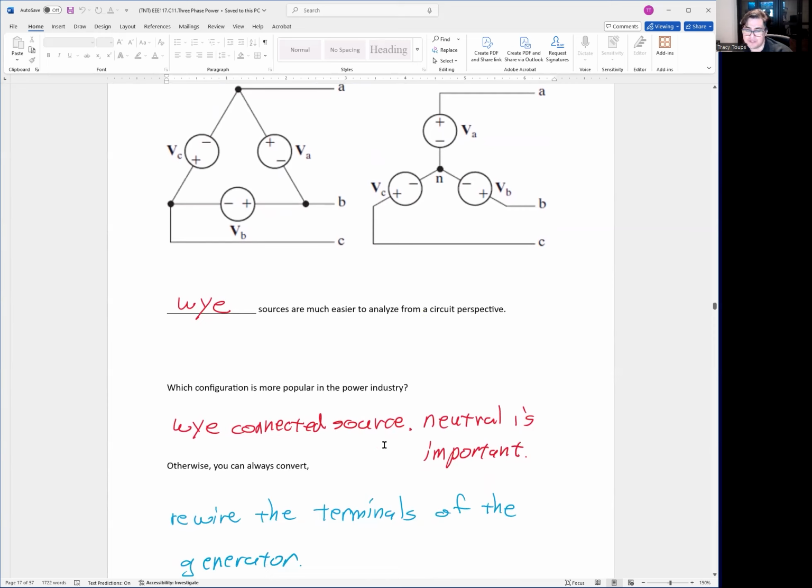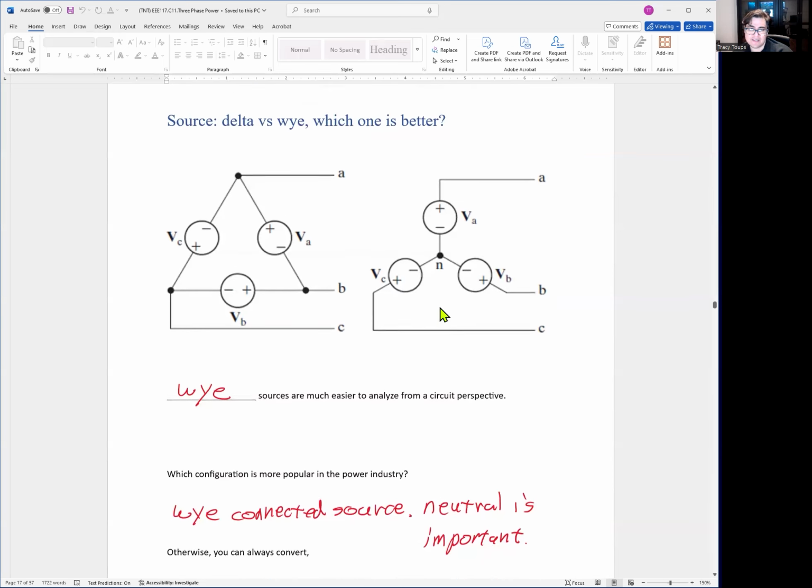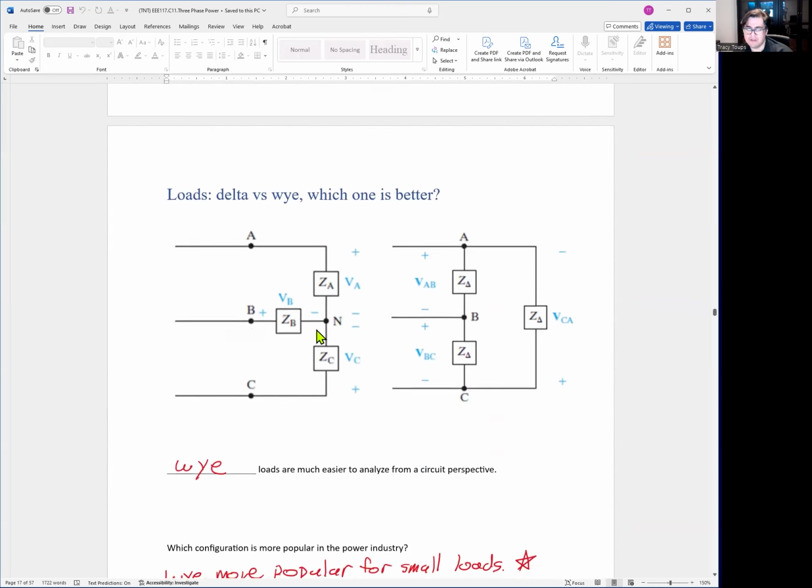So if for some reason you really don't need a Y connected source, you can go rewire the terminals of a generator to be delta on site. It's not that complicated. But I would say you have to give me a good reason why you want to do this. Okay. So at the end of the day, Y connected source generators tend to be way more popular than delta connected generators. Okay. What about loads?